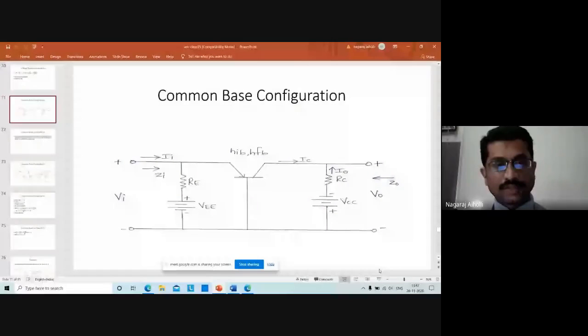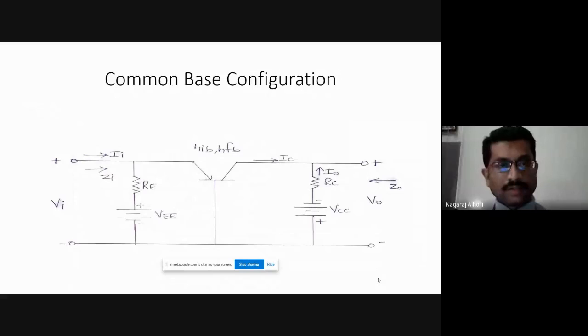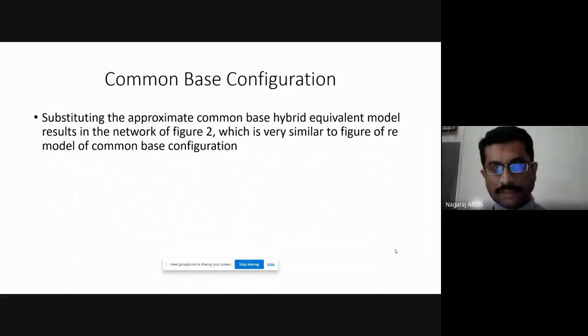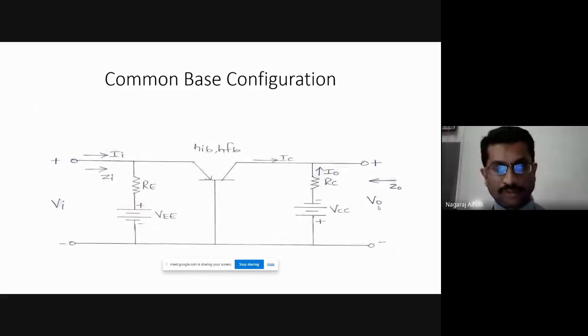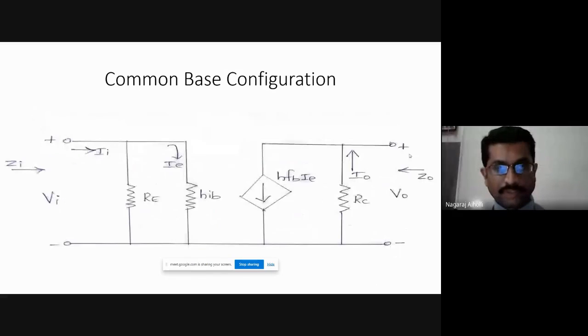Now we are finding the hybrid equivalent circuit of the common base configuration. We have already studied the hybrid equivalent circuit for the common base configuration in our earlier classes. Here, this is HIB resistance, and here we have HFB IE, for the common base configuration.